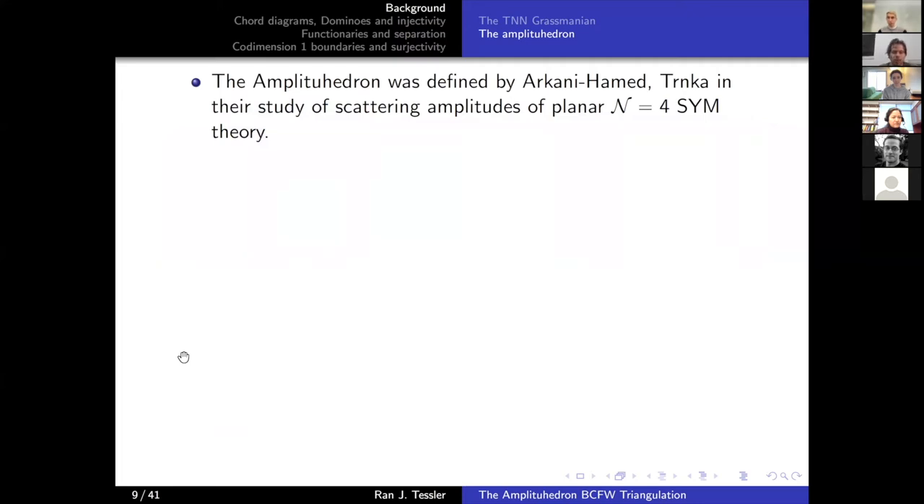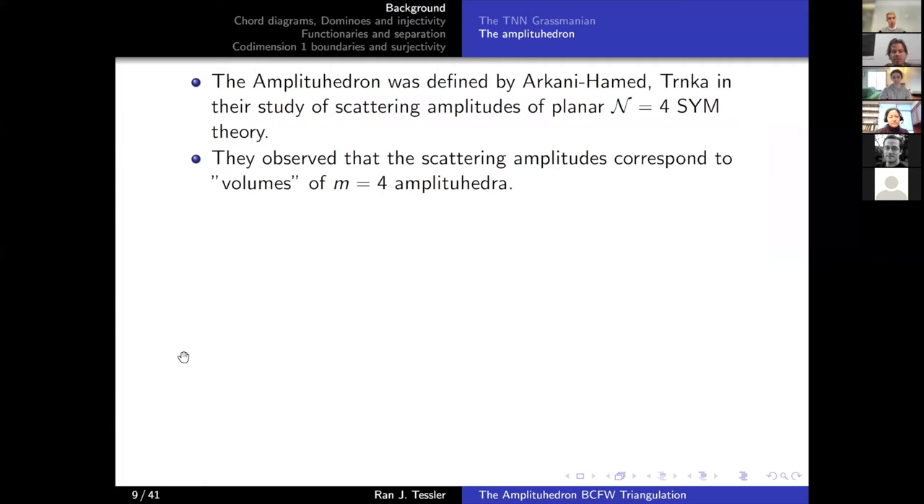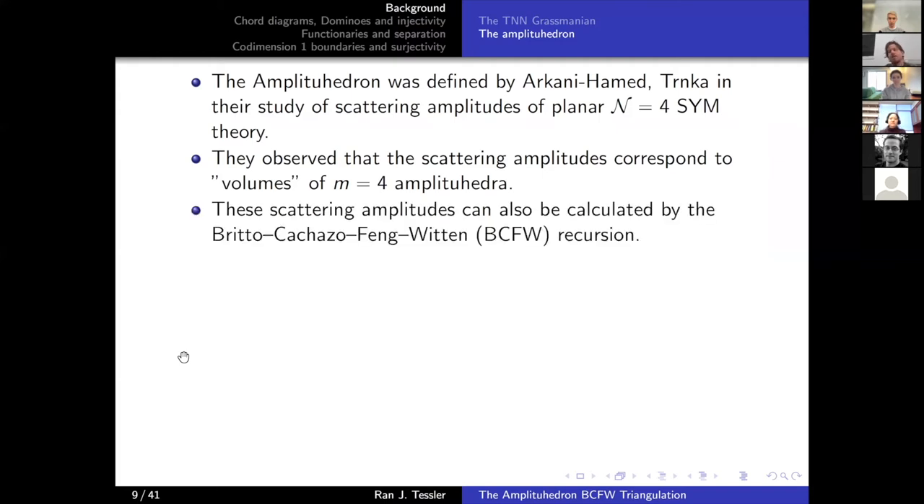Okay, so some more background. The amplituhedron was defined by Arkani-Hamed and Trnka in their study of scattering amplitudes in planar N=4 super Yang-Mills theory, where they observed that scattering amplitudes correspond, more or less, to volumes of m=4 amplituhedra. On the other hand, a few years before, another way was discovered to calculate the scattering amplitudes. Okay, there was always the classical way using Feynman calculus, but a few years before the discovery of the amplituhedron, a recursion formulation called the BCFW recursion was discovered, and it allowed calculating the same scattering amplitude.